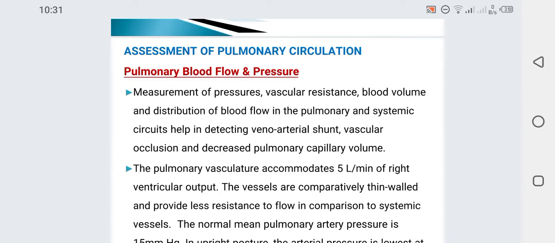The oxygen carrying capacity of the blood is estimated by the van Slyke gasometric method. Assessment of pulmonary circulation is done by pulmonary blood flow and pressure. Measurement of pressure, vascular resistance, blood volume, and distribution of the blood flow in the pulmonary and the systemic circuits help in detecting veno-arterial shunt, vascular occlusion, and decreased pulmonary capillary volume.